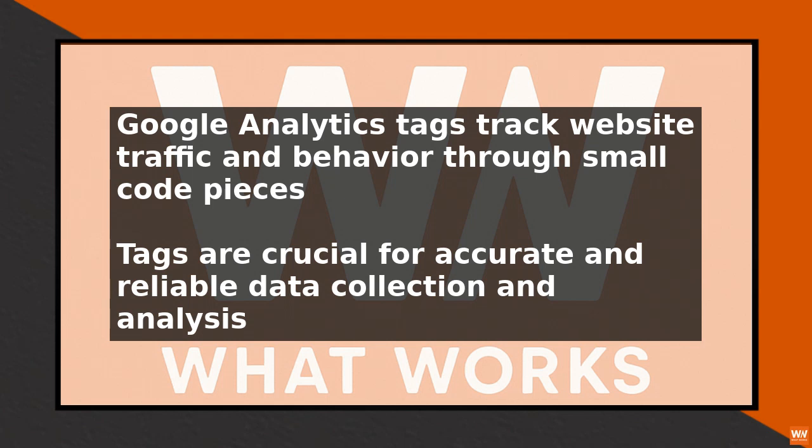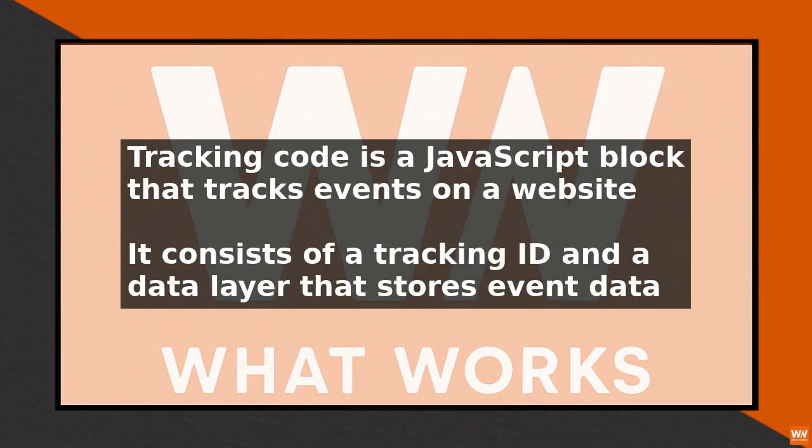The first step in reading Google Analytics tag implementation is to access your Google Analytics account and navigate to the admin section. From there, click on the property you want to view, and then click on the Tracking Info tab. This is where you will find the tracking code, which is the tag implementation.